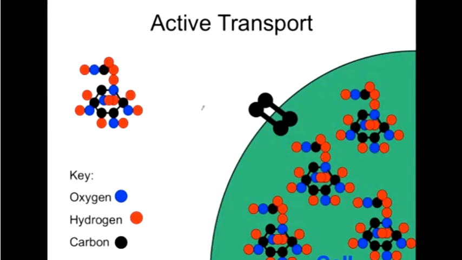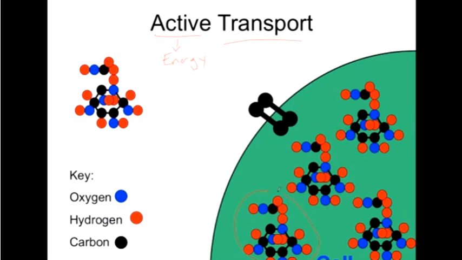Another way things can move into or out of a cell is through active transport. And the word active is important in here because that implies that energy is needed. Osmosis and diffusion are sometimes referred to in the category of passive transport. There's no energy needed. They just move from a high concentration to a low concentration.